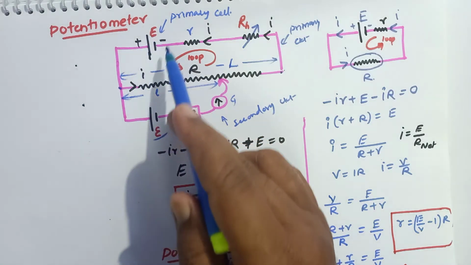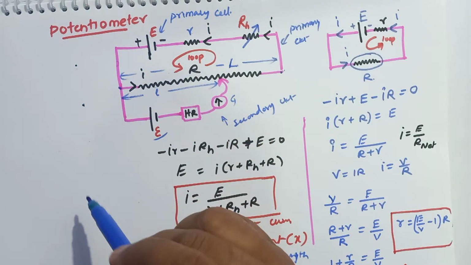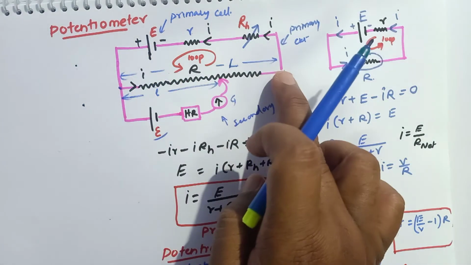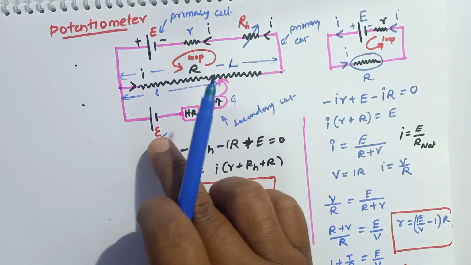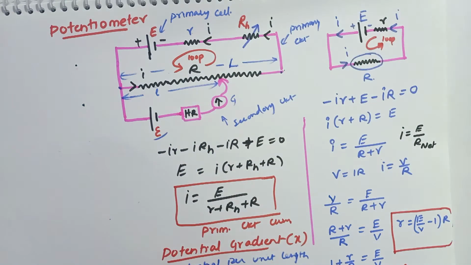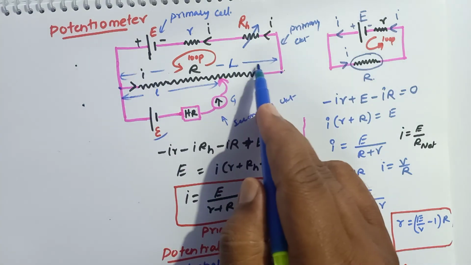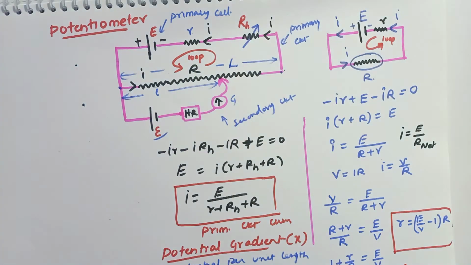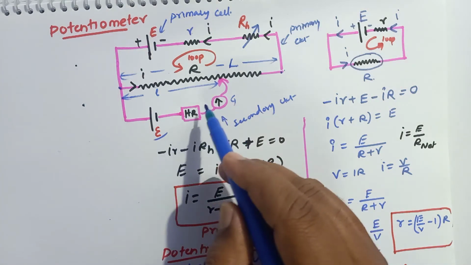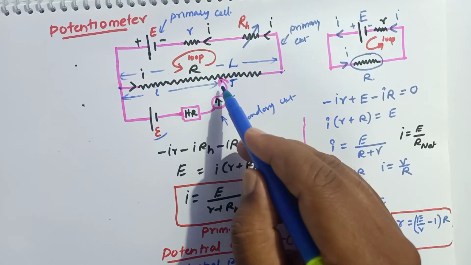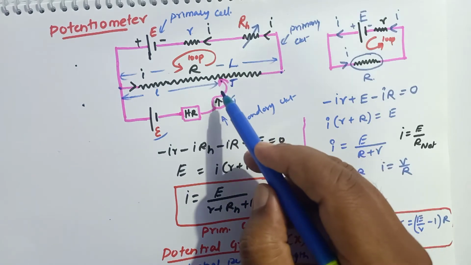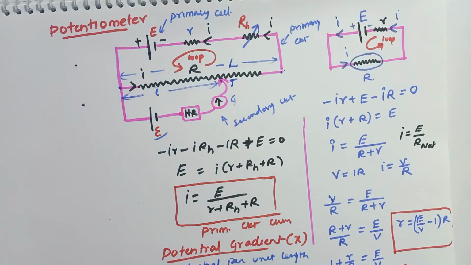The EMF of this cell is E, and that EMF is distributed among these two ends. And what is the EMF of this unknown cell? You have to find out now. Then this is capital L and this is taken as small l here. This is a high resistance galvanometer. This is called a jockey. This arrow denotes the jockey here. So what is the meaning of this jockey?